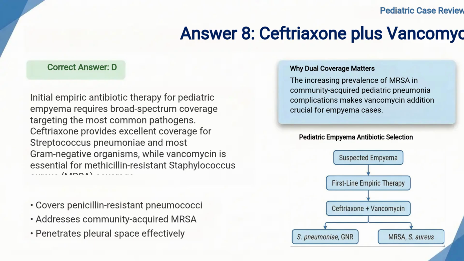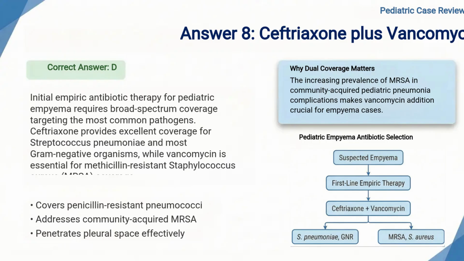Initial empiric antibiotic therapy for pediatric empyema requires broad-spectrum coverage targeting the most common pathogens. Ceftriaxone provides excellent coverage for Streptococcus pneumoniae and most gram-negative organisms, covers penicillin-resistant pneumococci, and penetrates the pleural space effectively. Vancomycin is essential for methicillin-resistant Staphylococcus aureus coverage, which is increasingly prevalent in community-acquired pediatric pneumonia complications.